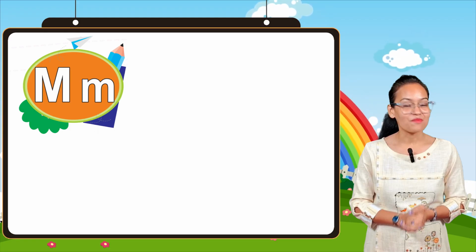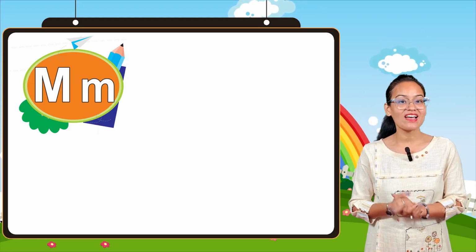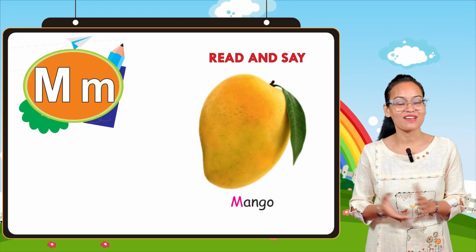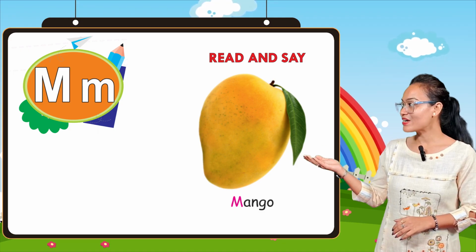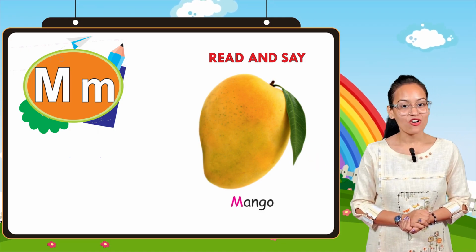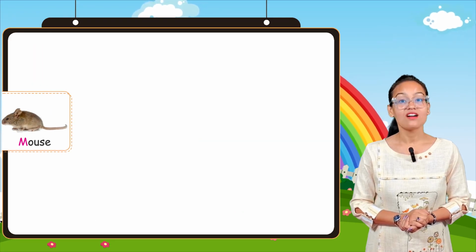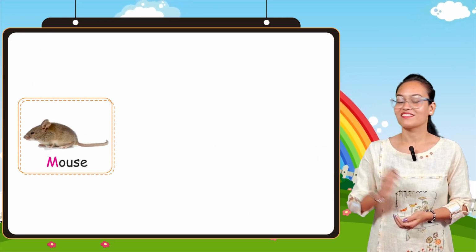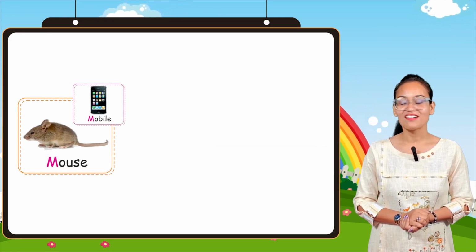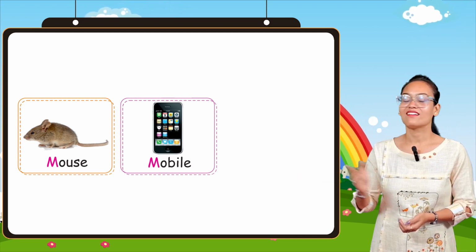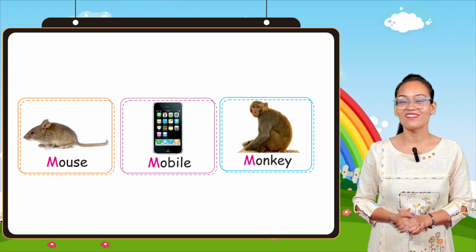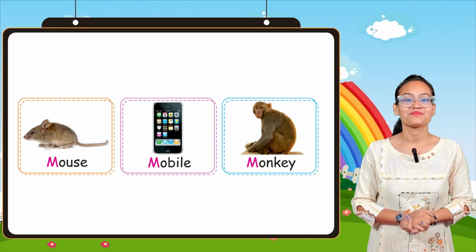Alphabet M. Capital M, small m. Read and say: M for mango, M for mug, M for mouse, M for mobile, and M for monkey.